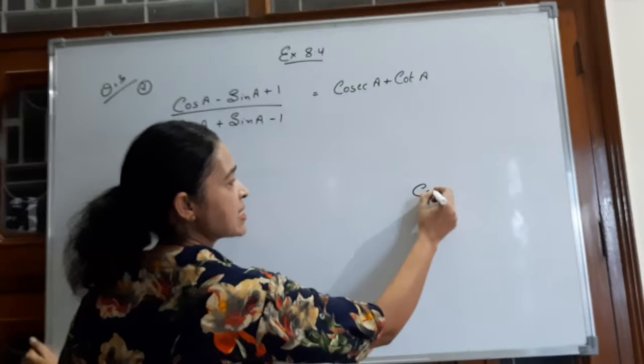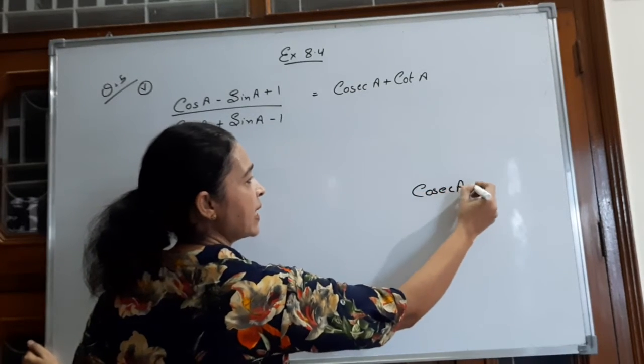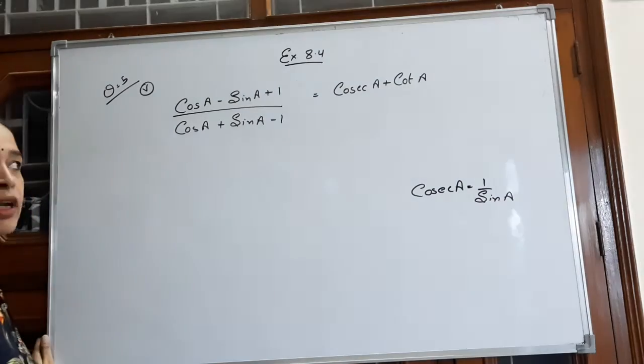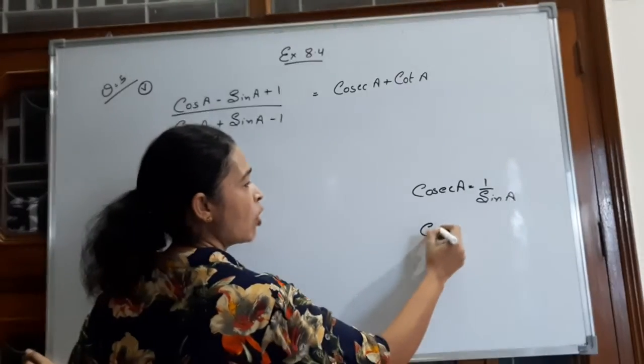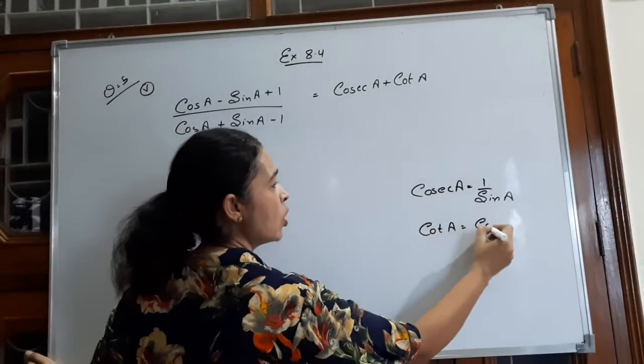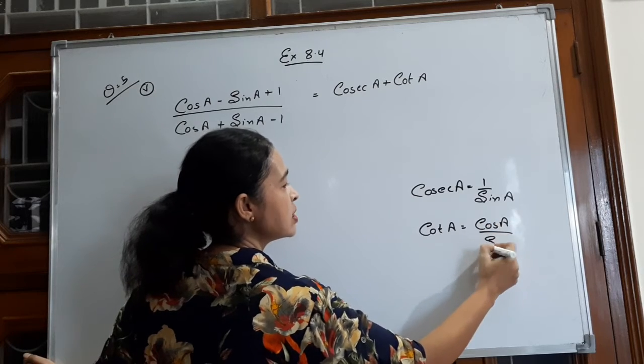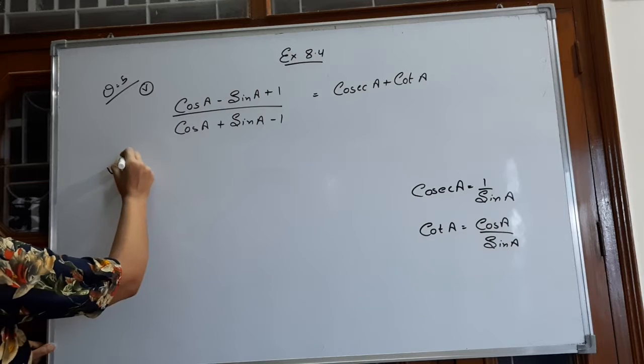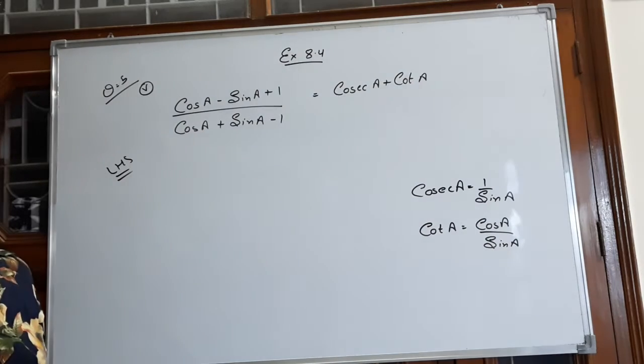Beta, what is cosec A? Cosec A is 1 upon sin A. Cosec is the reciprocal of sine. And what is cot A? Cot A is cos A upon sin A. Now what will we do? We will work on the left hand side.